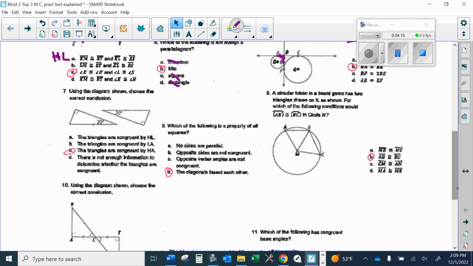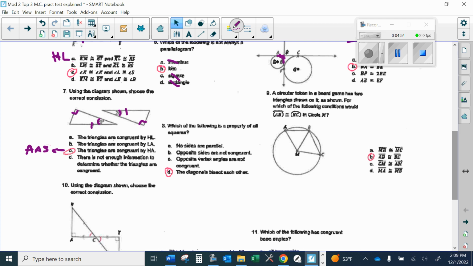Choose the correct conclusion. The triangles are congruent by HA, hypotenuse angle. There's hypotenuse. Remember, in order to be a hypotenuse, it has to be a right triangle. There's our right angle symbols, so we know it's a right triangle, hypotenuse, and there's the angle. Okay, so this book uses hypotenuse angle. You could have also called that AAS. We had our other ones. Okay, that's also AAS right there. But this book also has a name for it with a right triangle. It's called hypotenuse angle.